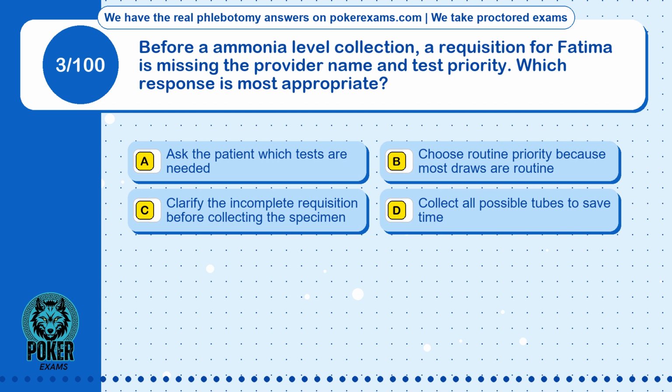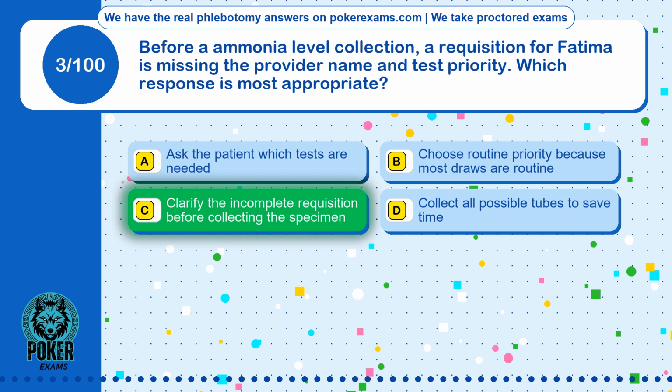Question 3. Before an ammonia level collection, a requisition for Fatima is missing the provider name and test priority. Which response is most appropriate? Option A. Ask the patient which tests are needed. Option B. Choose routine priority because most draws are routine. Option C. Clarify the incomplete requisition before collecting the specimen. Option D. Collect all possible tubes to save time.